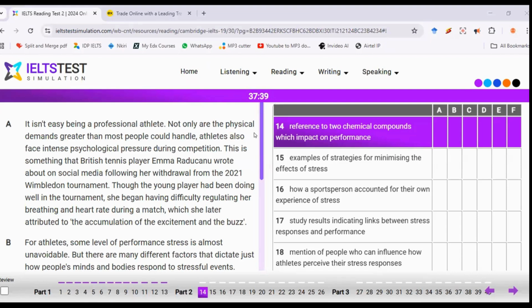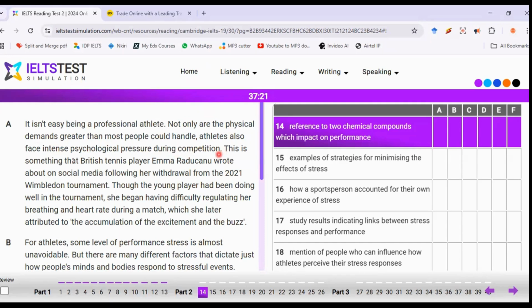All right, so paragraph A, let's look at paragraph A. What do we have here? It isn't easy being a professional athlete. Not only are the physical demands greater than most people could handle, athletes also face intense psychological pressure during competition.